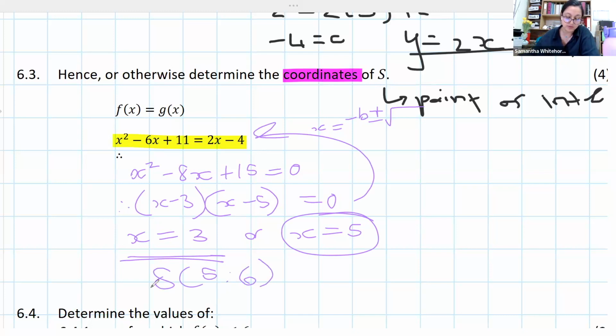Okay, that's just through substituting back and getting your corresponding y value.